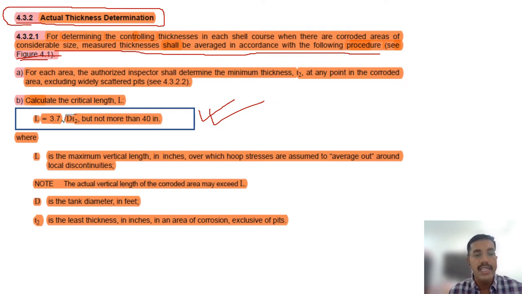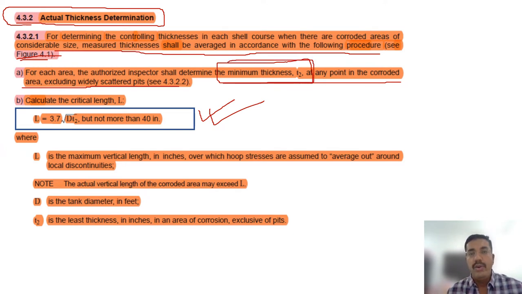For each area, the authorized inspector shall determine the minimum thickness, T2, at any point in the corroded area, excluding widely scattered pits. T2 is called the minimum thickness. How will they do that? They will choose an area, and based on that area they have to make a minimum of 5 vertical lines. We will see in the next slide.